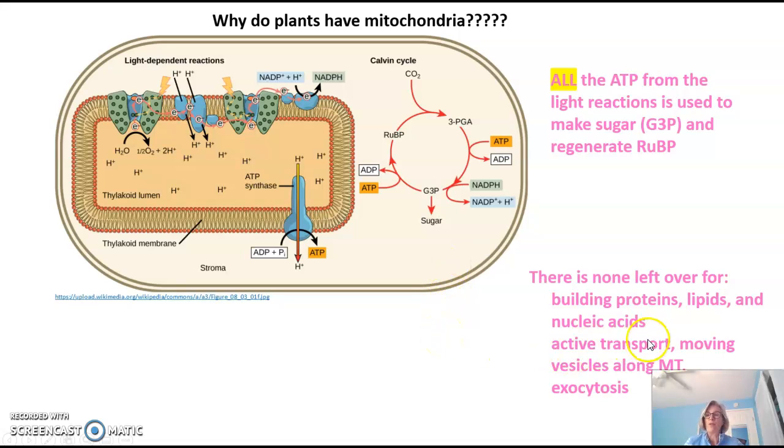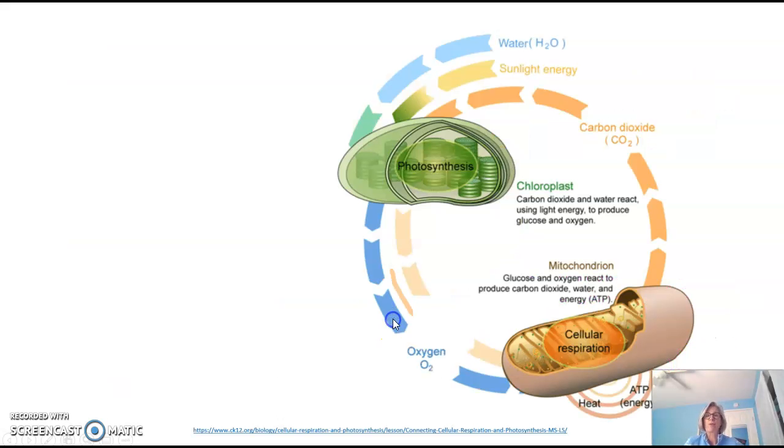There's nothing left over for building proteins and lipids and nucleic acids, for active transport, or moving vesicles along microtubules, or exocytosis. All of these processes, called housekeeping reactions, plants need to do, and they cost ATP. But all of the ATP made by photosynthesis has been used up to make this G3P. So where do plants get the ATP for all of these necessary reactions, given that there's none left over from photosynthesis? Well, let's look at our diagram here.